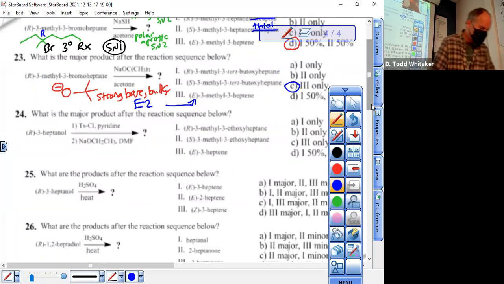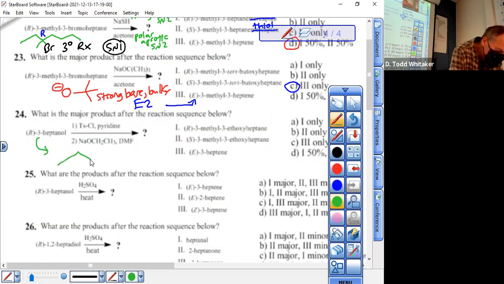Major product after the sequence below. Step 1 is going to make this. And it's going to be OTs. The stereocenter stays the same because there's no backside attack in that one. So it's just still going to be R. So this is now a secondary RX. After step 1, you've made a secondary RX.